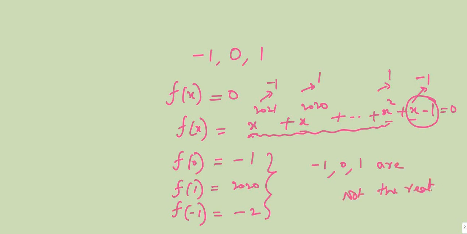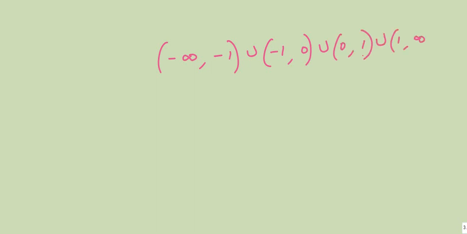So why do we need this information? What is the use of this information? Because when these three are not roots, then if at all there are any real roots, they should be in at least one of these intervals. So what are those intervals? Negative infinity to -1, union -1 to 0, union 0 to 1, union 1 to infinity. So these are the intervals. Okay, so let's take the 0 to 1 case.